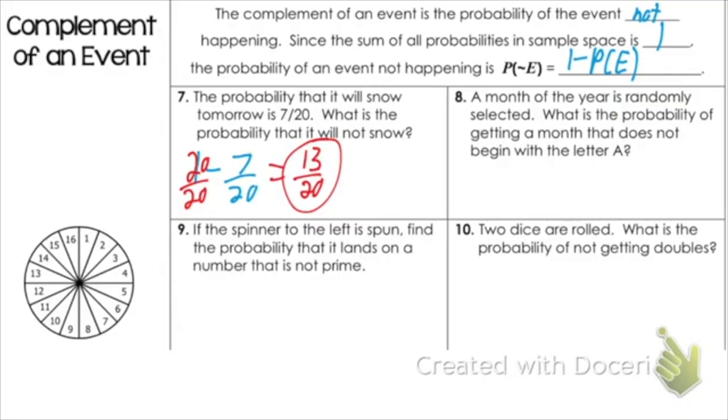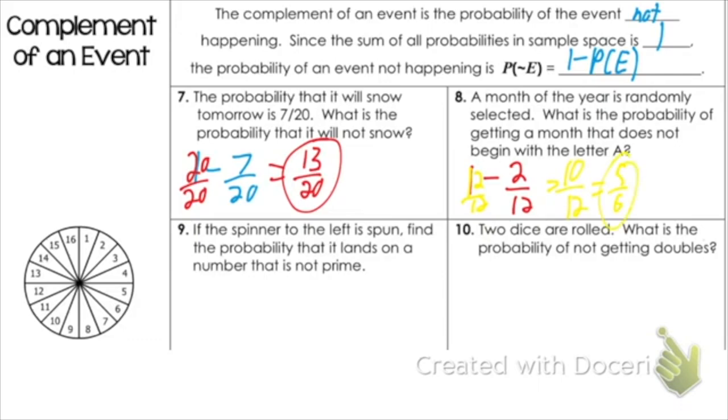We could take 1 and subtract however many months begin with the letter A, which Abby just said. Well, there's 2. It's April and August. So you take 1, the entire year, which would be like 12 out of 12 months. Subtract 2 out of the 12 months. So that'd be 12/12, which would be 10 out of 12, which gives us 5/6.